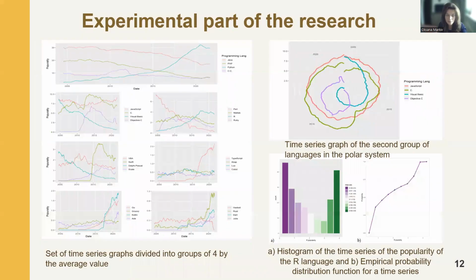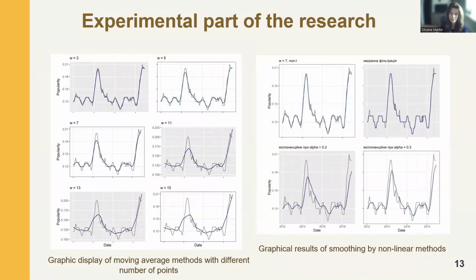So smoothing mechanisms were used to highlight the trend line close to initial data: moving average, exponential, median filtering, and here we see a set of time series graphs divided into groups. I have said that languages should be grouped by different parameters in order to have precise results. Here is a time series graph of the second group of languages in the polar system, and a histogram of the time series popularity of the R language and the empirical probability distribution function for a time series. What is obvious is that new languages such as Go, Dart, and Julia don't affect the popularity of old ones because they solve new problems. So there is no linear relationship between, for example, Dart and C#. Java and Python are completely different in this data analysis, but very popular nowadays.